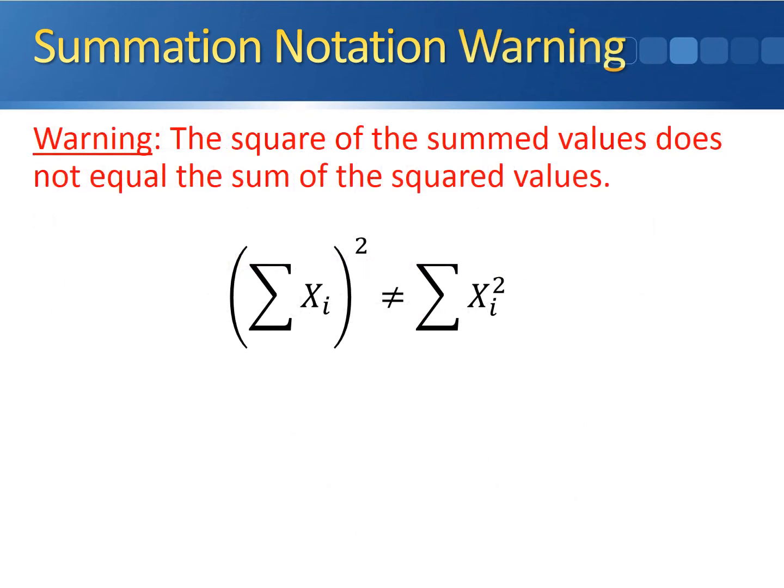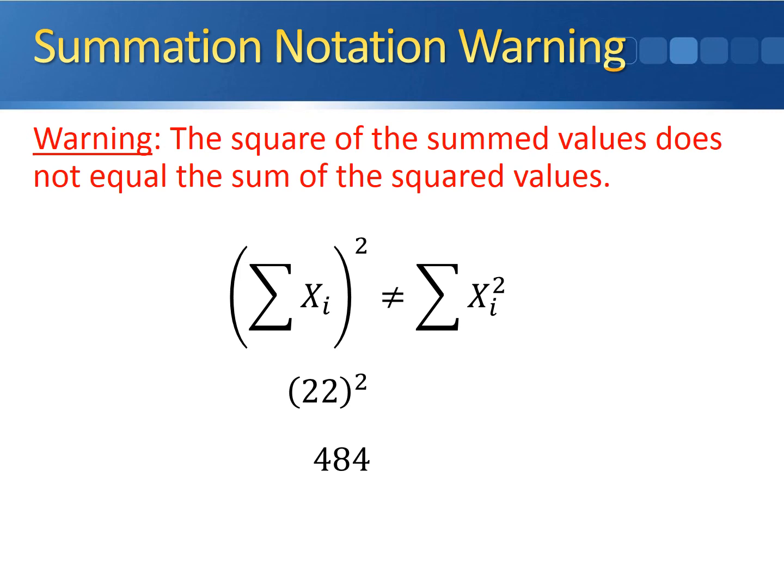Note that the square of the summed values does not equal the sum of the squared values. For example, whenever we added up our 4 run totals earlier in this video, we got 22. 22 squared gives you 484.